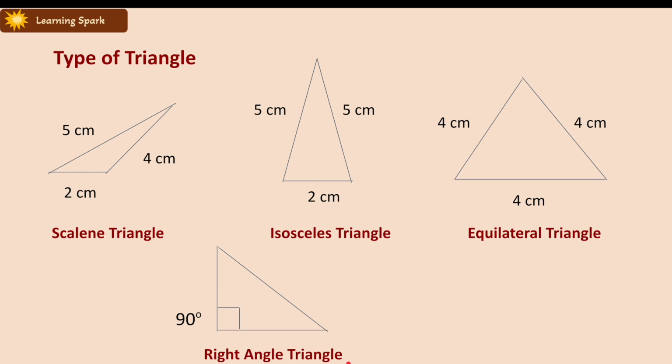Okay, so this is a right angle triangle where one line, you can see, is standing on the other line. Okay, this kind of lines are called perpendicular lines, which are standing on one another, and the angle formed in between is called a 90 degree angle or the right angle. Okay, so this kind of triangle is called a right angle triangle.